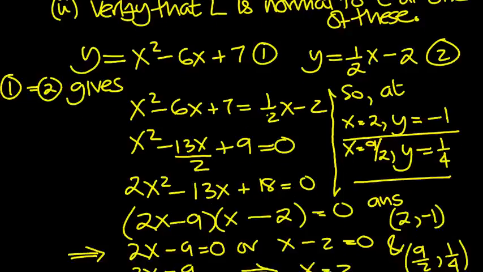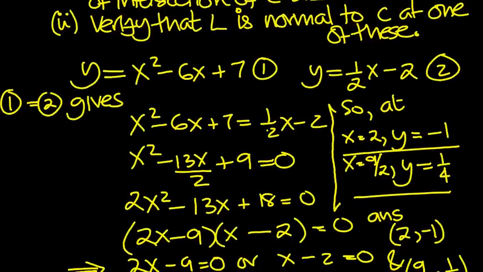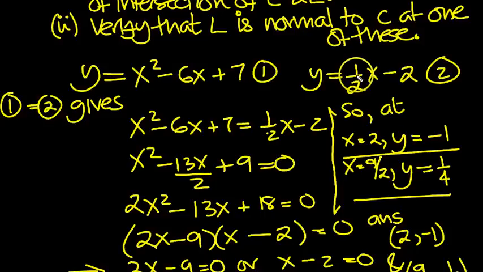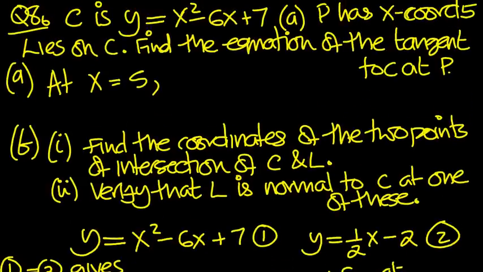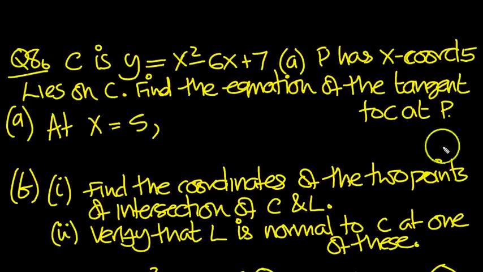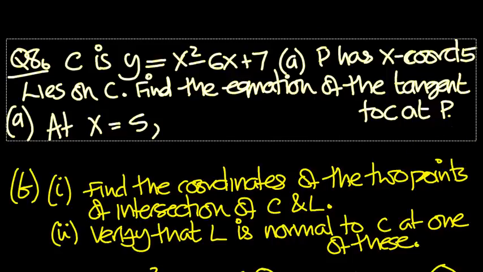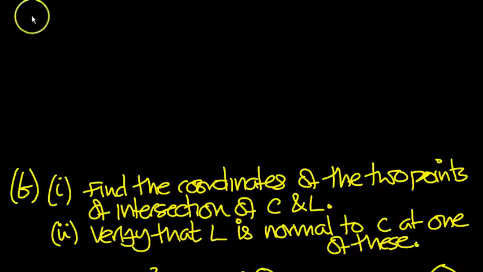Now the next part of the question, it says verify that L is normal to C at one of these. Right, so L has gradient half. So we're asking, when is the gradient minus 2, aren't we? Because that will have a normal. When is the tangent minus 2 of the gradient function? So if we go back up, and we'll just get rid of that stuff here, and then I'll write the answer up here. Okay, let's just get rid of that. So here, I'm just carrying on with the question now, up here.